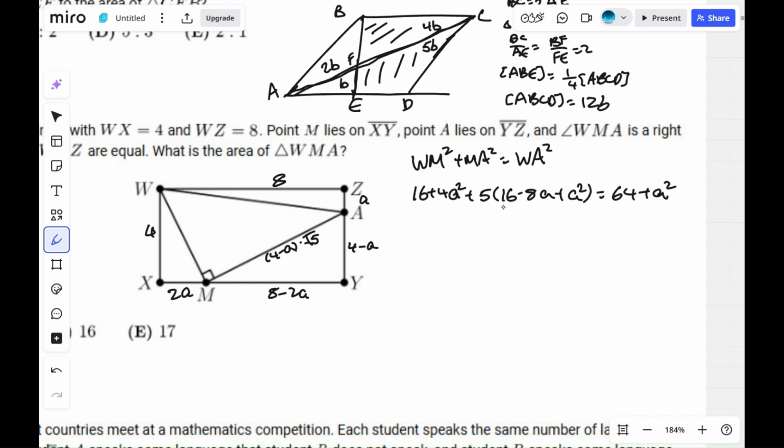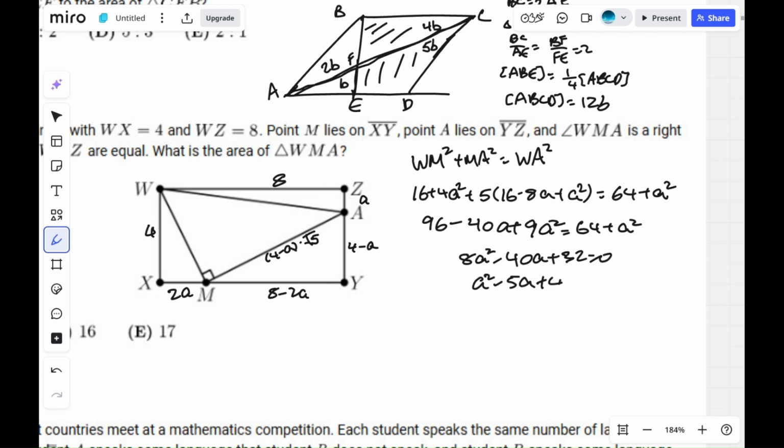So we can move things around, or I guess we can first expand the left-hand side. So 96 minus 40a plus 9a squared is equal to 64 plus a squared. So 8a squared minus 40a plus 32 is equal to 0. So a squared minus 5a plus 4 is equal to 0. So either a is 4 or a is 1. But we see that obviously a cannot be 4, because then AY would be 0, and AY is not 0. So that means that a is equal to 1.